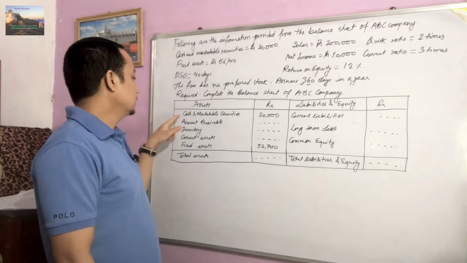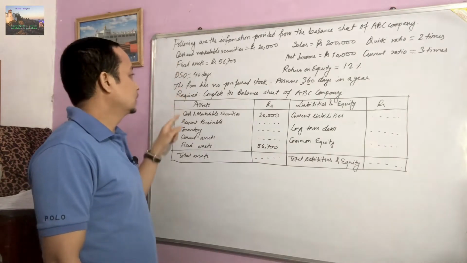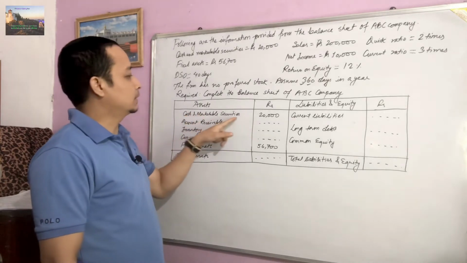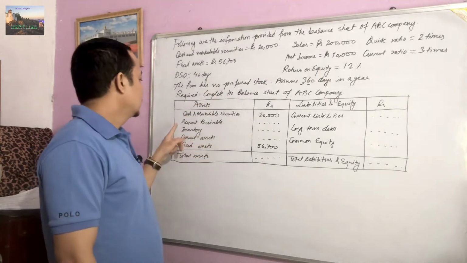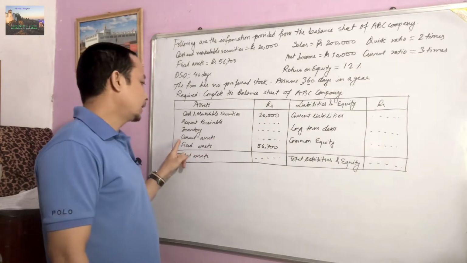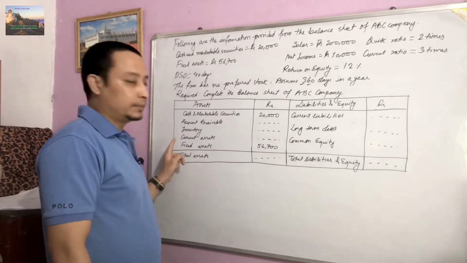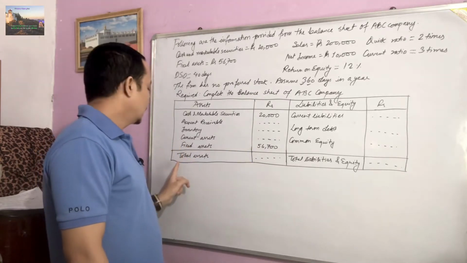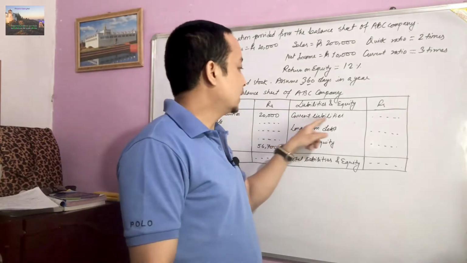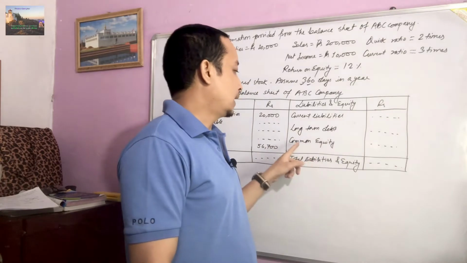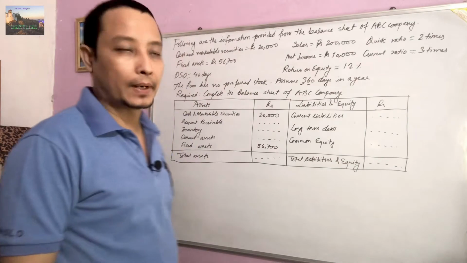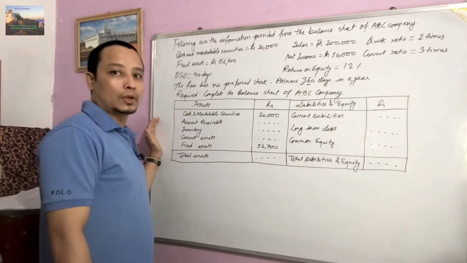The information which is given in the question is already placed in the balance sheet. Cash and marketable security 20,000 is already in the question. Account receivable, inventory, and current asset you have to find. You are given fixed asset 56,700. Again total asset you have to find. And in the liability side you have to find current liabilities, long-term debt, likewise common equity, and total liability and equity also. So now let's see how to solve this problem.